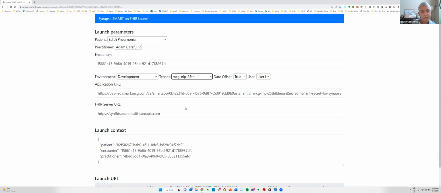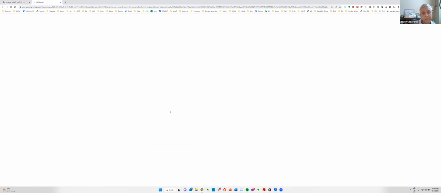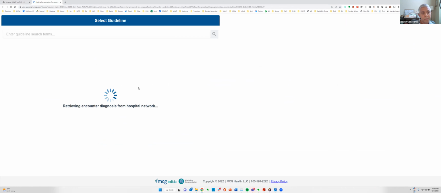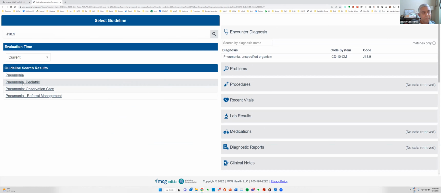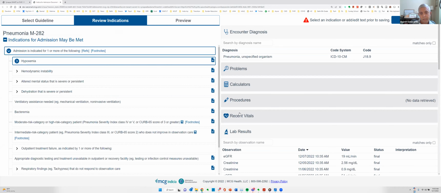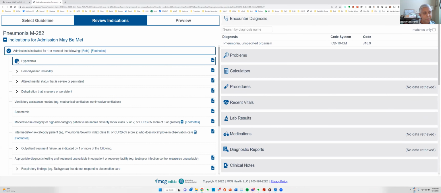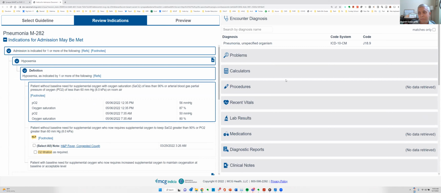So we are using a simulator that MCG has built to create a patient context and to show how this information will show to a UM reviewer, whether on the payer or provider side, for a pneumonia use case. Lisa, if you don't mind, can you talk through it? I will show all the pieces here. Sure.